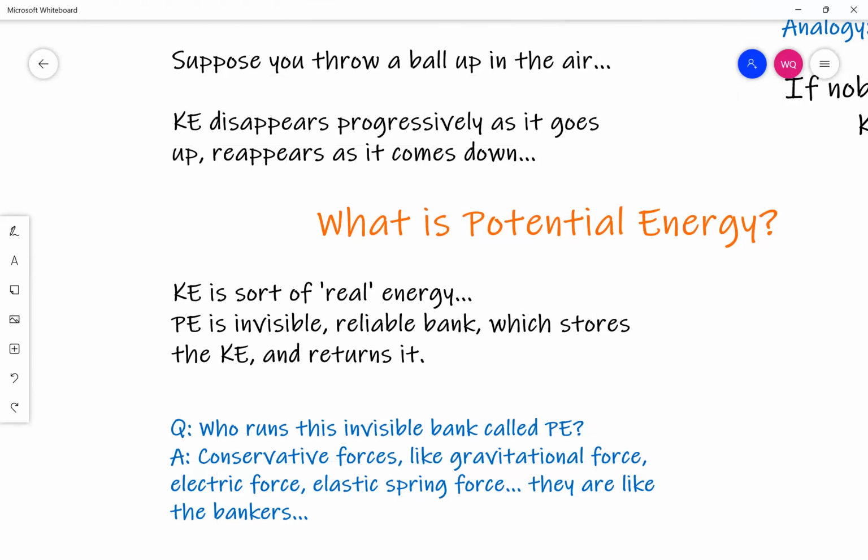Like in the case of friction, the KE is converted into thermal energy of the surface, because the surface warms up as the rubbing takes place. So it's just like the banker squandering away the money, going to gamble, buying an iPhone, this and that. Or took your money and never planned to return it to you.